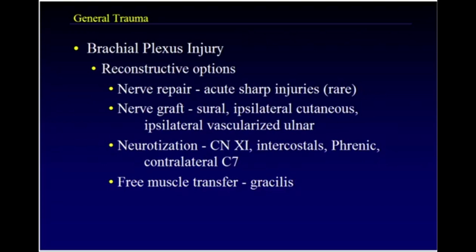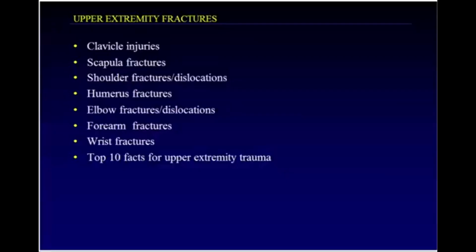Neurotization can also be performed, and you can use cranial nerve 11, intercostals, the phrenic nerve, or the contralateral C7. Then you can consider doing a free muscle transfer, such as a gracilis, to attempt to restore elbow flexion to the patient.